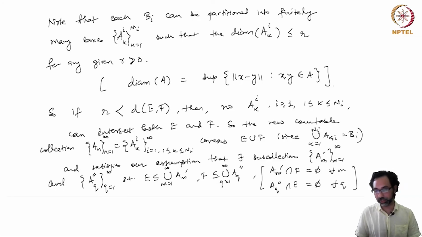So this assumption will be satisfied once you subdivide each box B_i into smaller boxes with diameter bounded above by the distance d(E,F). Note that this is a positive number, so r can be chosen greater than 0. Okay, so this takes care of our assumption that we had before, and in the general case also we can reduce to that case. So this proves the lemma.